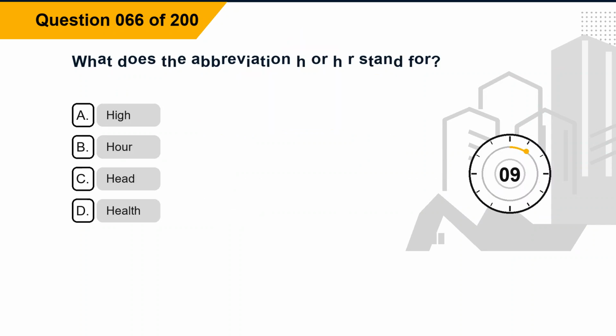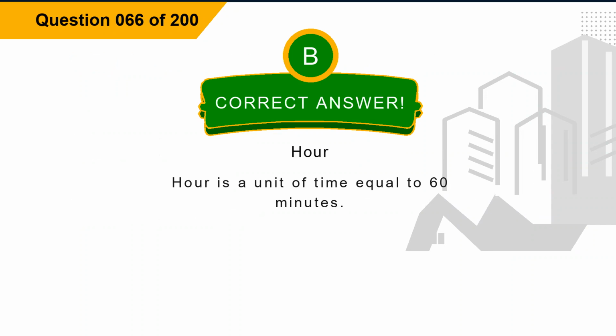Question 66. What does the abbreviation H or HR stand for? Option A, high. Option B, hour. Option C, head. Option D, health. The correct answer is option B, hour. Explanation. Hour is a unit of time equal to 60 minutes.